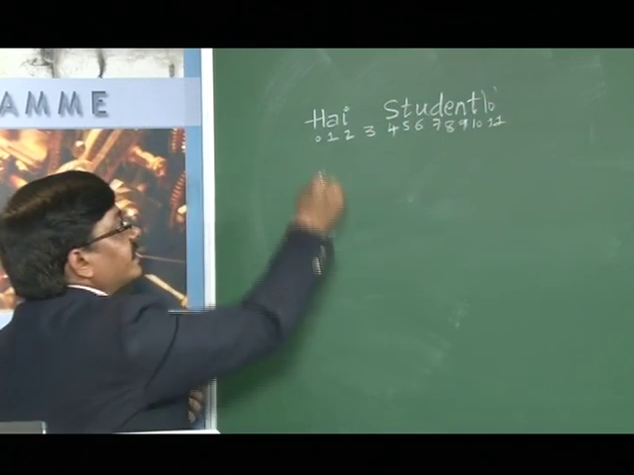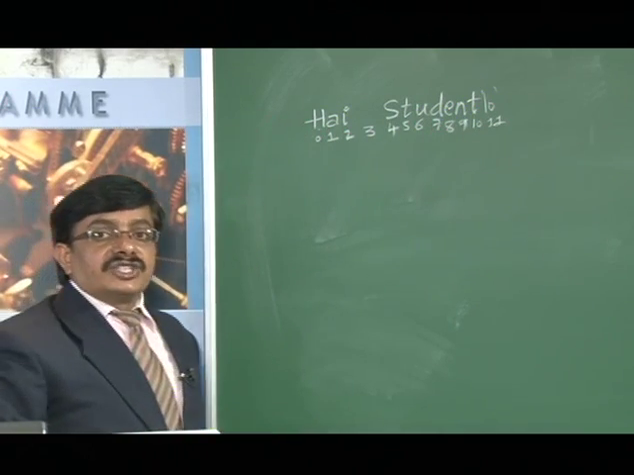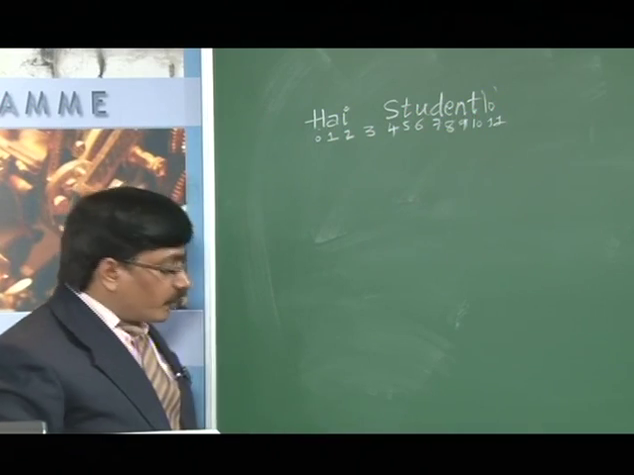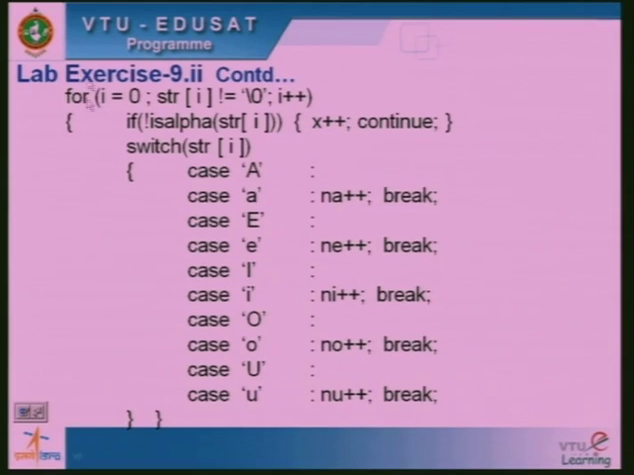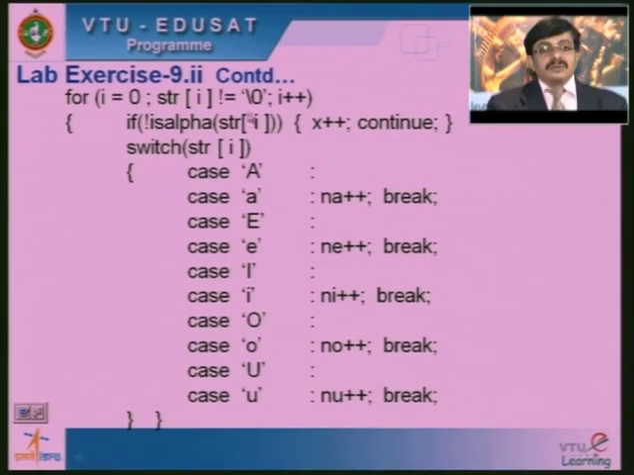Fine. Now, when i is equal to 0, I will be referring to the h. In the program you can see that when i is equal to 0, isalpha(str[0]) becomes true, and not of true becomes false. So this block will not be executed. The if block will not be executed, and I will come to the switch case.